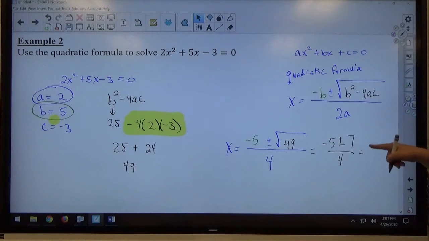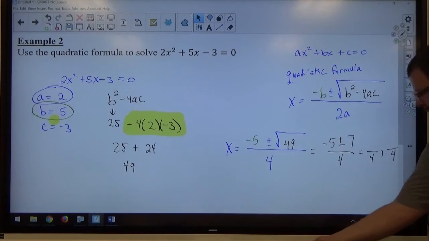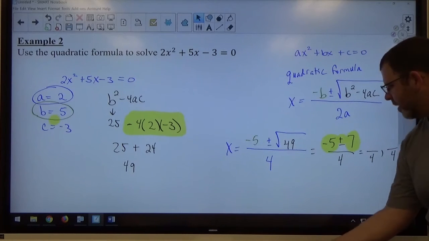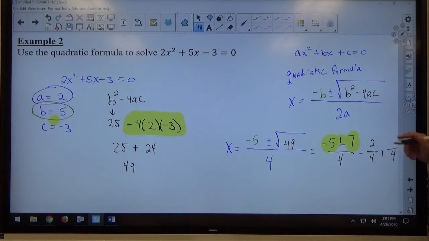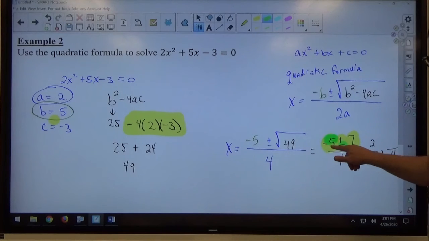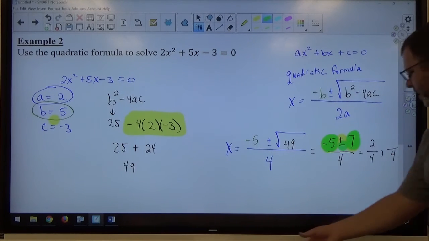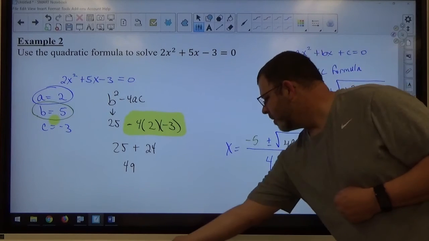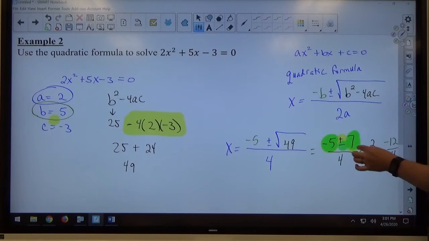And then plus or minus means to add and subtract. So we're going to get two answers out of this. So I'm going to get a fraction bar with a 4 on the bottom, and a fraction bar with a 4 on the bottom. To get the tops, I need to first add. So I'm going to do negative 5 plus 7. Negative 5 plus 7 is positive 2. Then I need to subtract. So negative 5 minus 7 is negative 12. Again, it's the sum over 4, it's the difference over 4, so 2 over 4, negative 12 over 4.